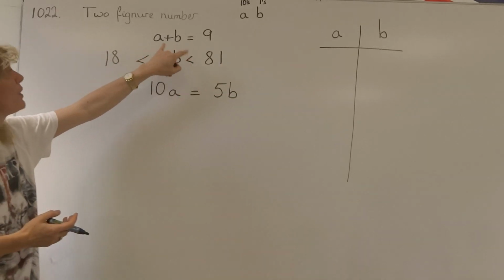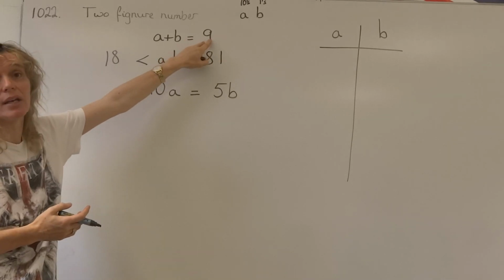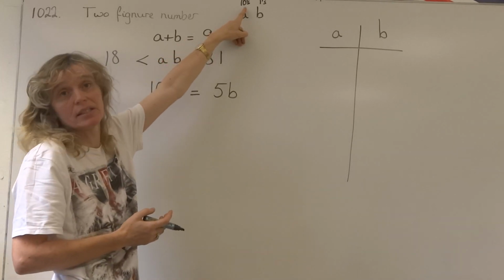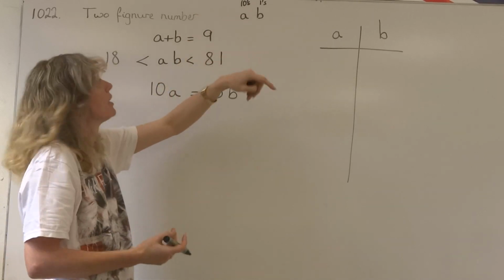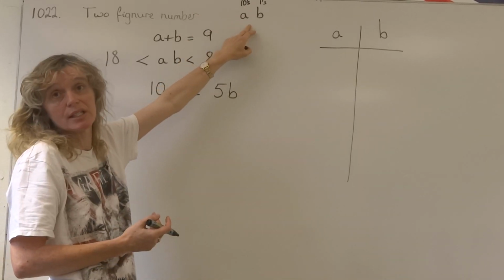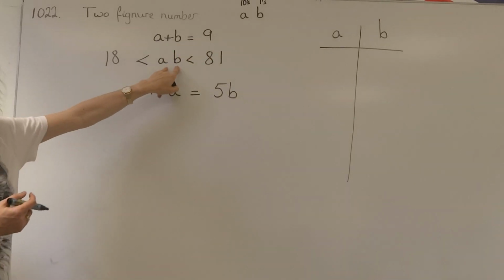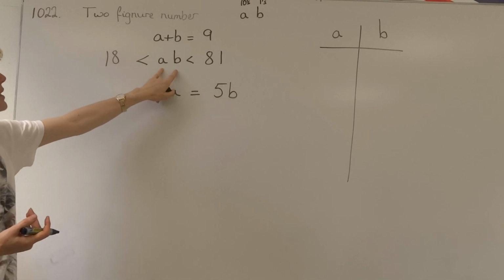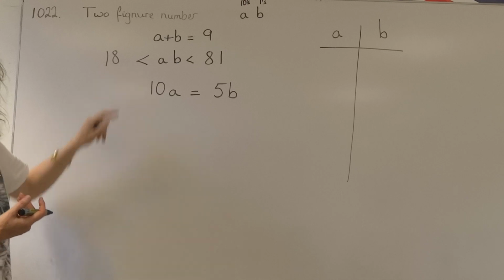So we know that if we were to add A and B together, we would just get the number 9, ignoring the fact that A is 10 times larger. So when it says siffersumma is 9, it means you ignore the fact that this is actually 10 times larger. So A plus B equals 9. And we know that the number AB, we don't know what the number is yet, is less than 81 but greater than 18.